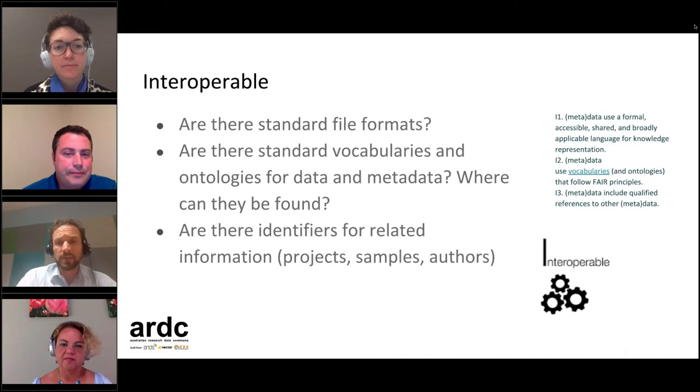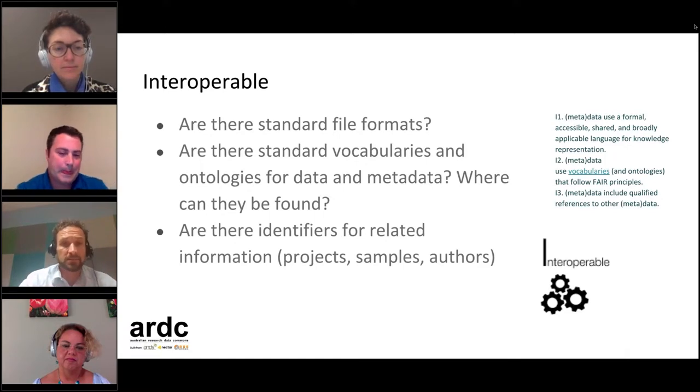Interoperable is always a complicated one. When talking about interoperable, it's a lot about the actual content of the data and, to a certain extent, also the metadata: what language is used to represent that data. And things you can think about there: are there standard file formats? Are there standard ways of making data available in that discipline? Are there standard vocabularies and ontologies that can be used, either to reference the data or to use when creating the data or the metadata, and where can those vocabularies be found? Are there places where those vocabularies are deposited?